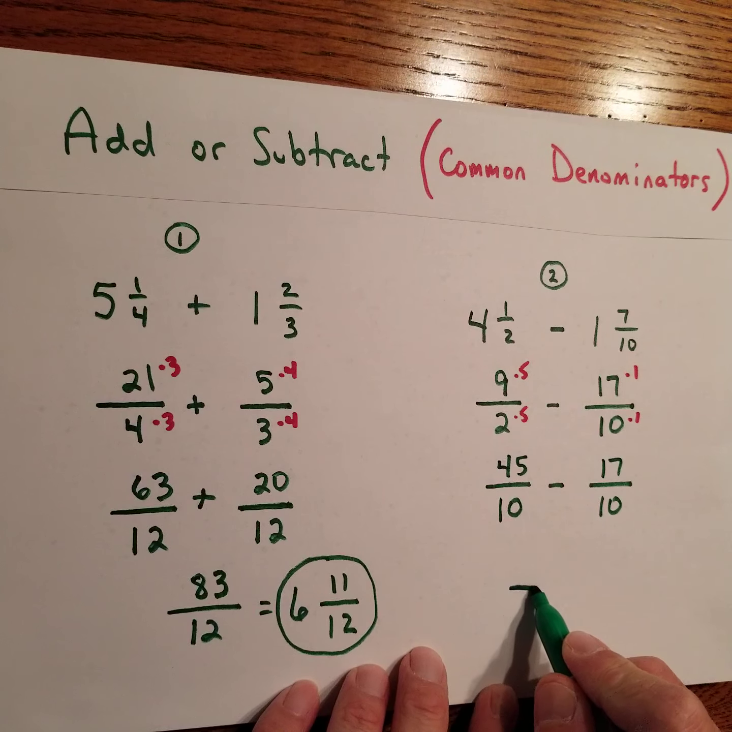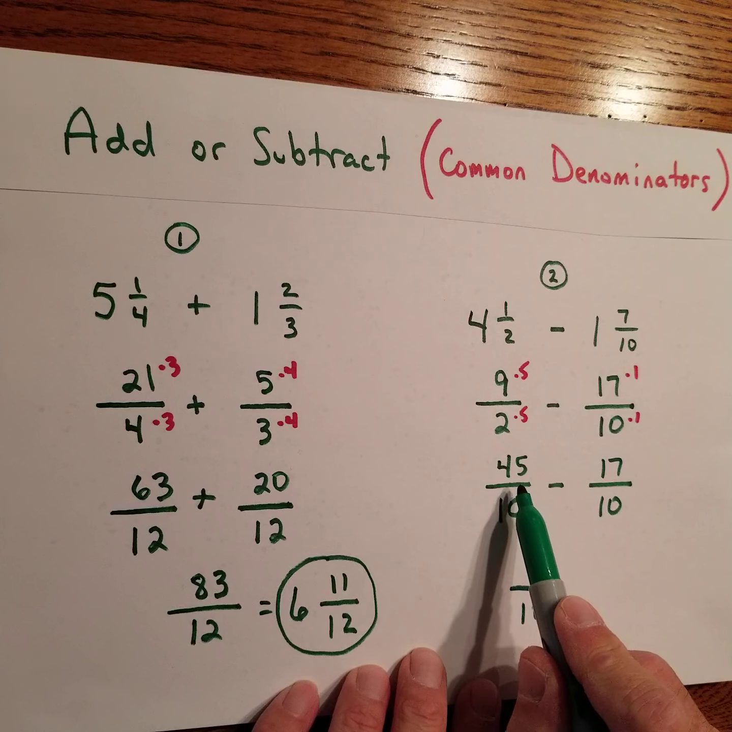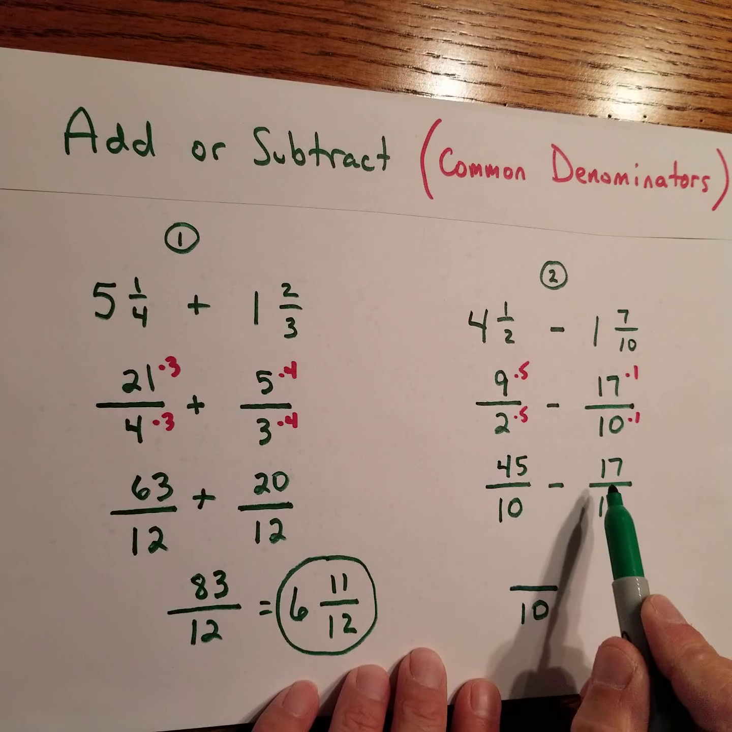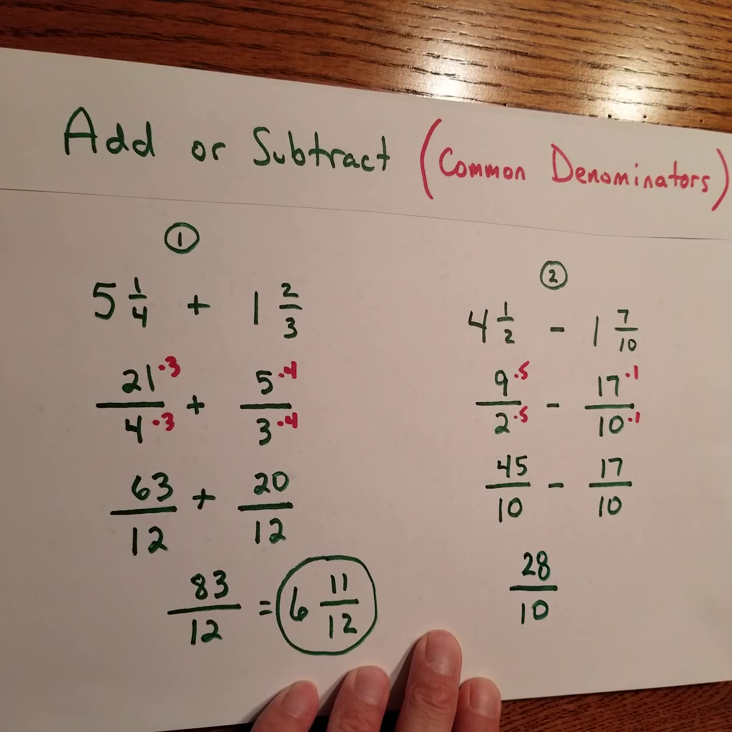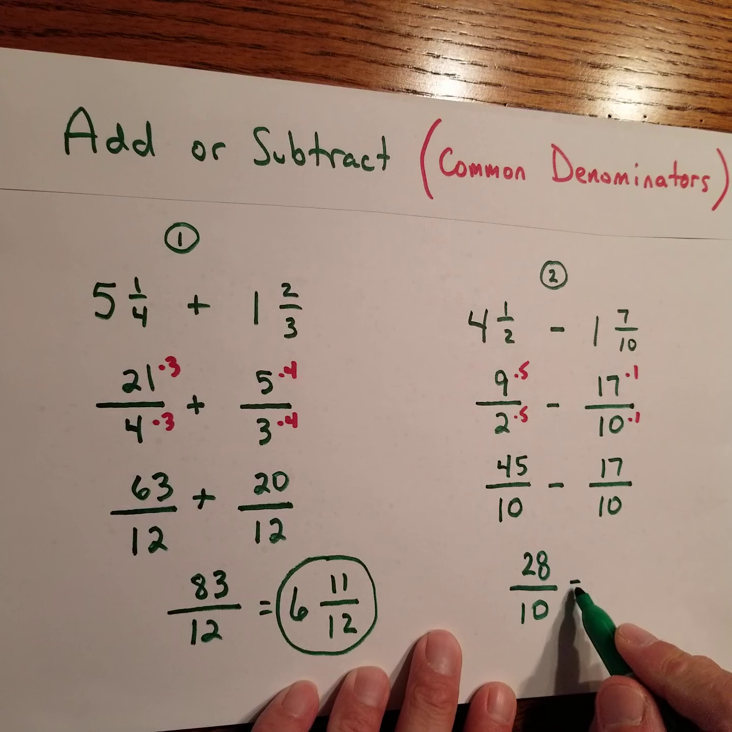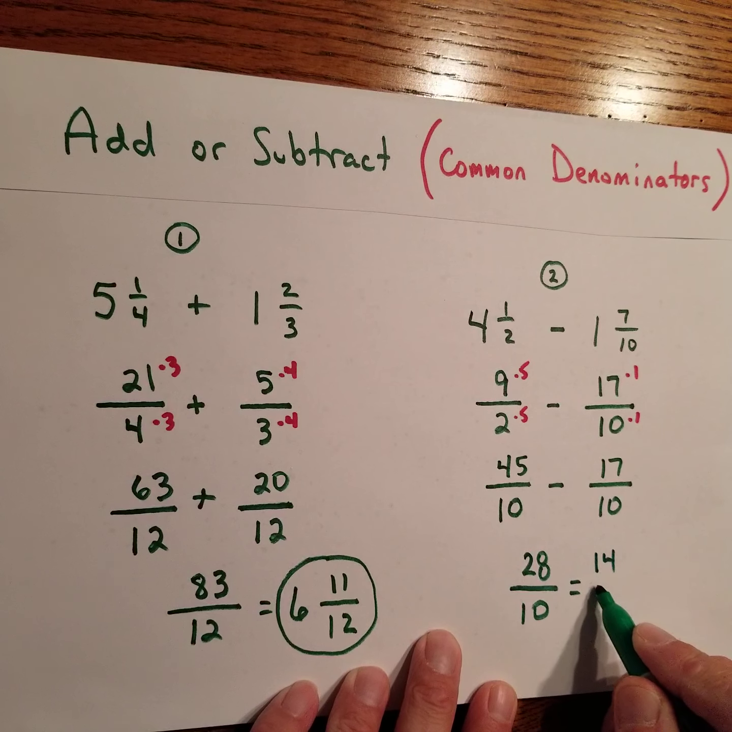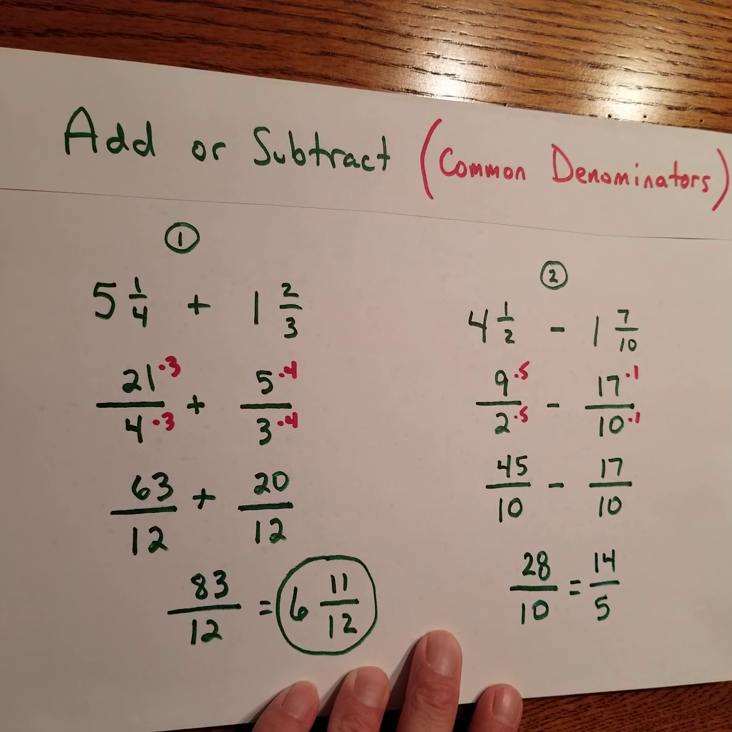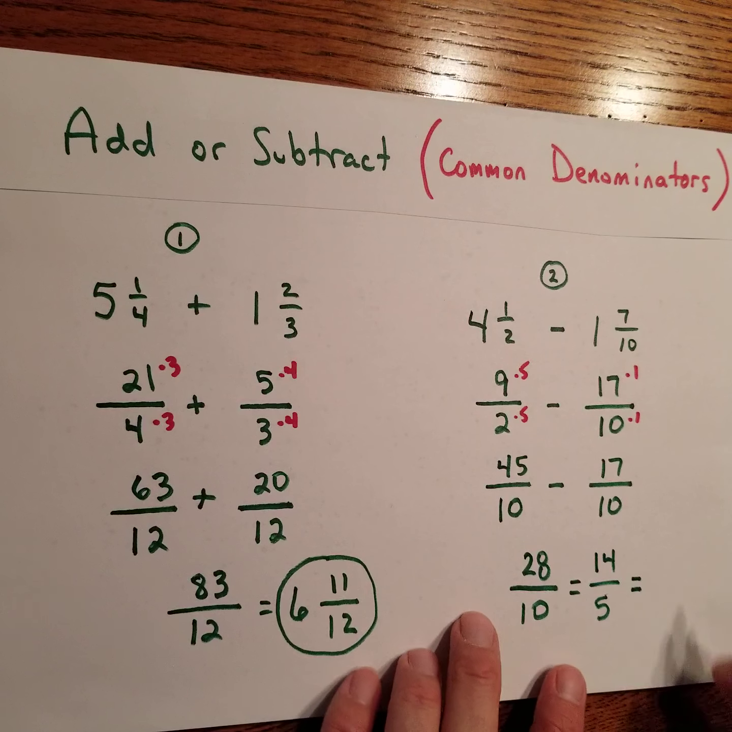Now keep the common denominator and subtract the numerators. 45 minus 17, 28. That's a good answer. Although I notice that it reduces. Let's divide by 2 and divide by 2. That's even better. Now change it into a mixed number.